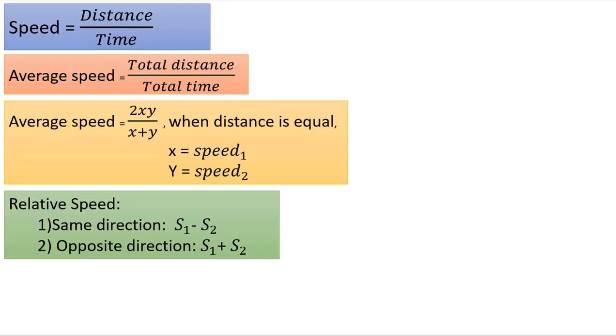In the next slide, we have some formulas for speed and distance, where speed equals distance by time and average speed equals total distance by total time. Average speed equals twice xy divided by x plus y when distance is equal and two speeds are given as x and y. For relative speed, when two persons or objects move in the same direction, we take the difference of the two speeds, and if they travel in opposite directions, we take the sum of their speeds.